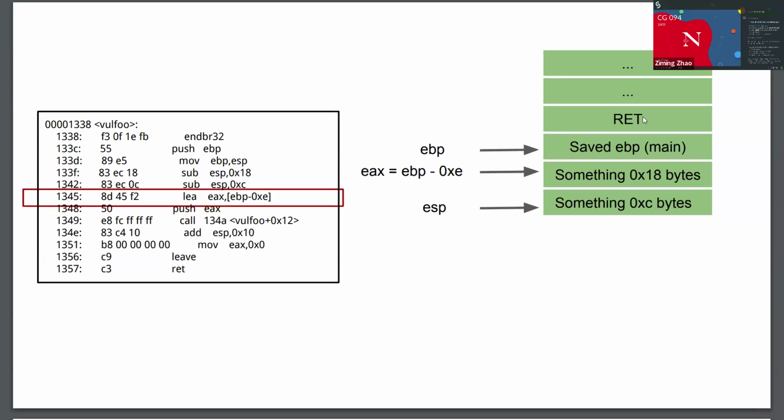Okay. Then we load the effective address of EBP minus E to EAX. Then we push that EAX. And we know that EAX is the address of buffer because the next function call is gets. So we know buffer is at EBP minus E, which is EBP minus 14. Which means the buffer is actually 14 bytes in this case.